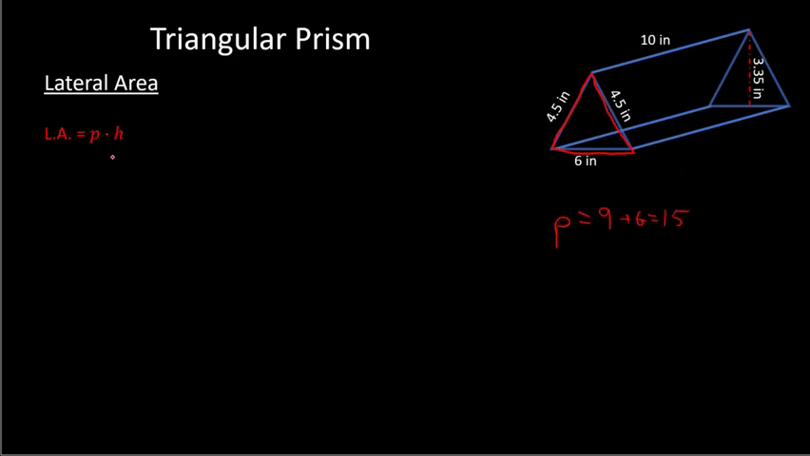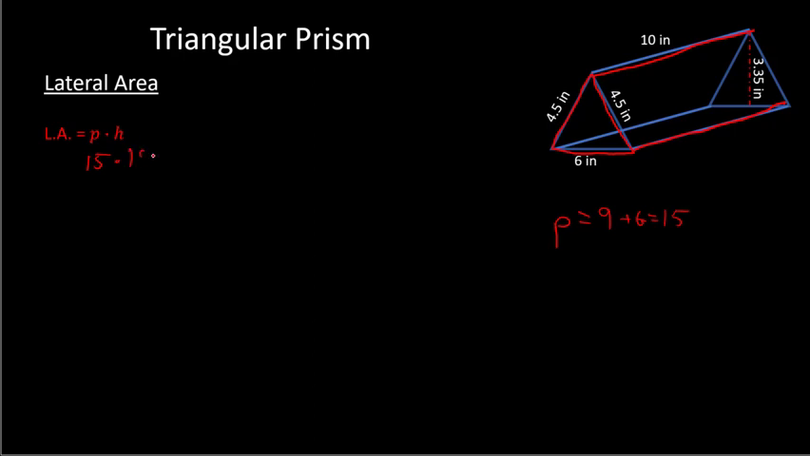So the perimeter of the base is 15, and then the height is the height of the prism. So not this 3.35 inches over here, but the height of the prism, which is this segment connecting the 2 bases. Well, you have one there, you have one on the top as well. That segment, the length of that height of the prism, is 10.